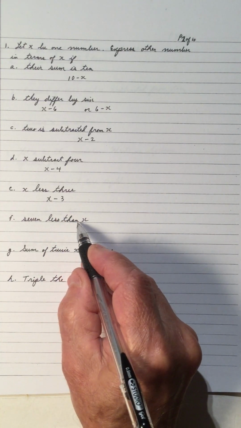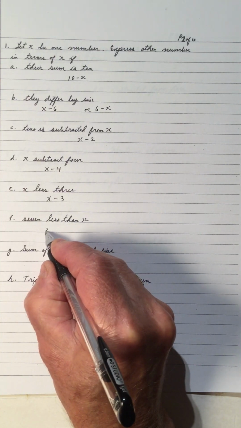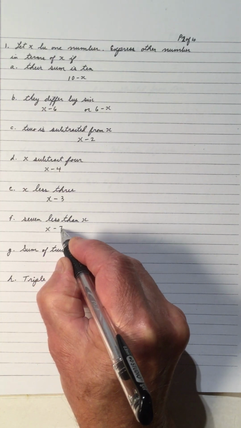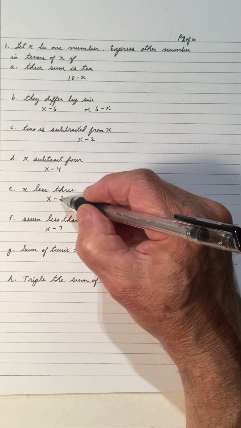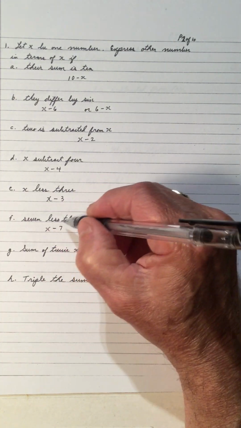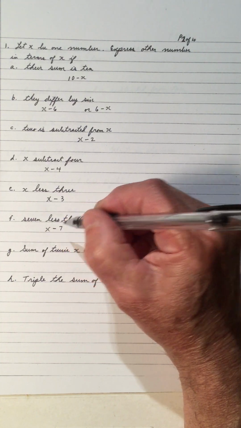7 less than x. Again, less than, reverse it, so it's x minus 7. Again, less is a direct subtraction, but less than you reverse it. So it's x minus 7.